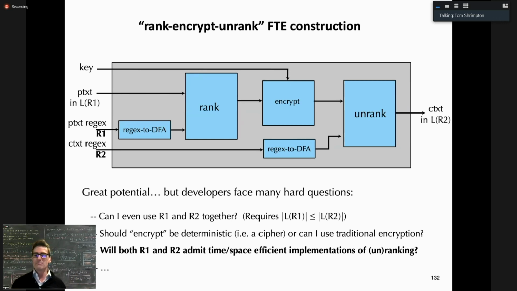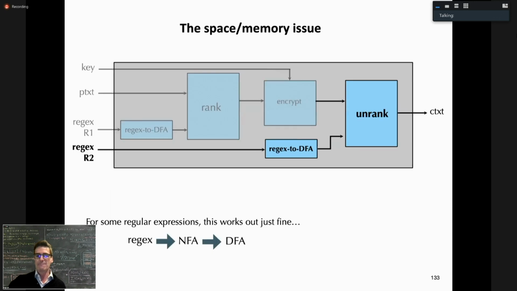And maybe most importantly is, will the two regular expressions that I have both admit time and space efficient implementations of ranking and unranking? And we need that to be the case, right? Because ranking is going to run on the language of regular expression one, unranking is running on the language of regular expression two. We need both of these to be both time and space efficient in order to have an overall system that's time and space efficient.